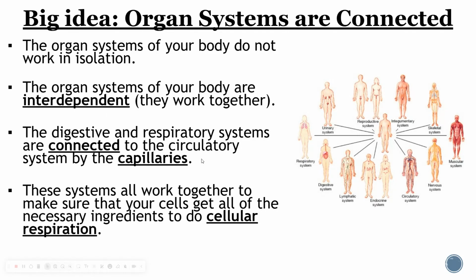So these systems, these main ones here, and also others, they all work together in order to allow you to do cellular respiration. We're going to take a look at how the digestive, respiratory, and circulatory systems work together to gather the ingredients for cellular respiration and also to get rid of some of the waste.